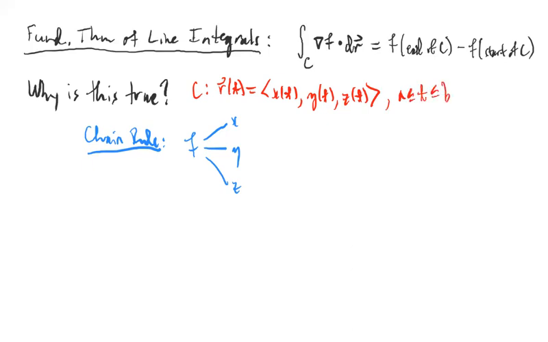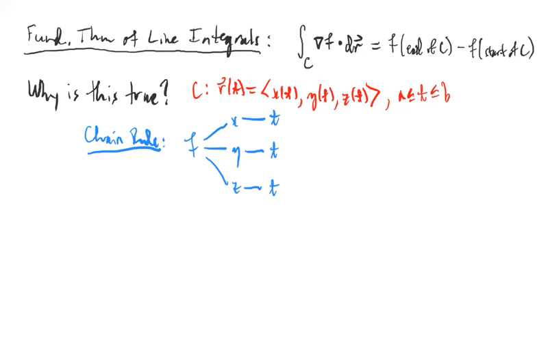Now, if I replace x, y, and z by x of t, y of t, and z of t, then on the whole, x depends on t, y depends on t, and z depends on t. And therefore, f itself will depend on t alone. Does that make sense? Okay, so let me draw the little tree diagram that represents this. So f really in the end depends on t itself.